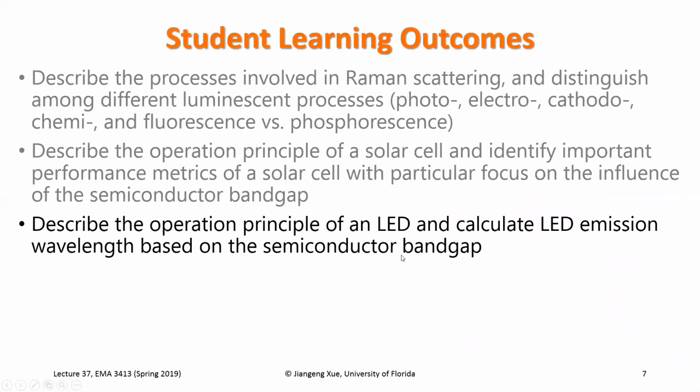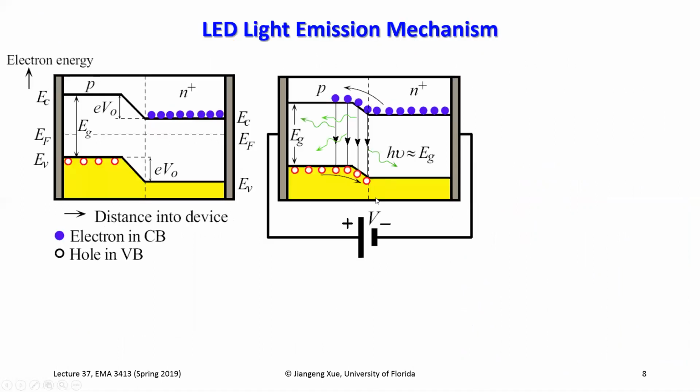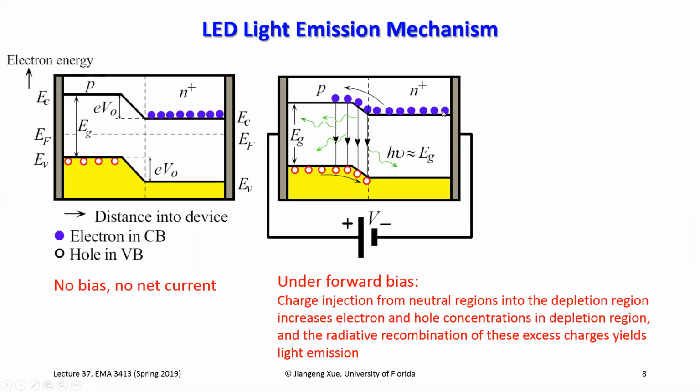The third student learning outcome for this lecture is that you should be able to describe the operation principle of an LED and then calculate the LED emission wavelength based on the semiconductor bandgap. The LED can also be as simple as a PN junction diode. When there's no bias, there's no net current. When we apply a forward bias, you have current injection from the neutral regions. You have electrons injected from the N region, and holes injected from the P region.